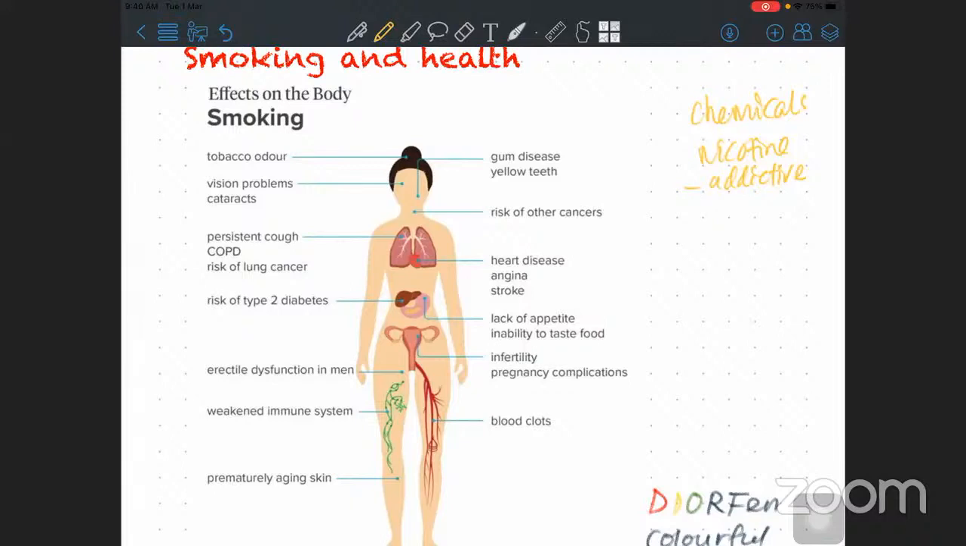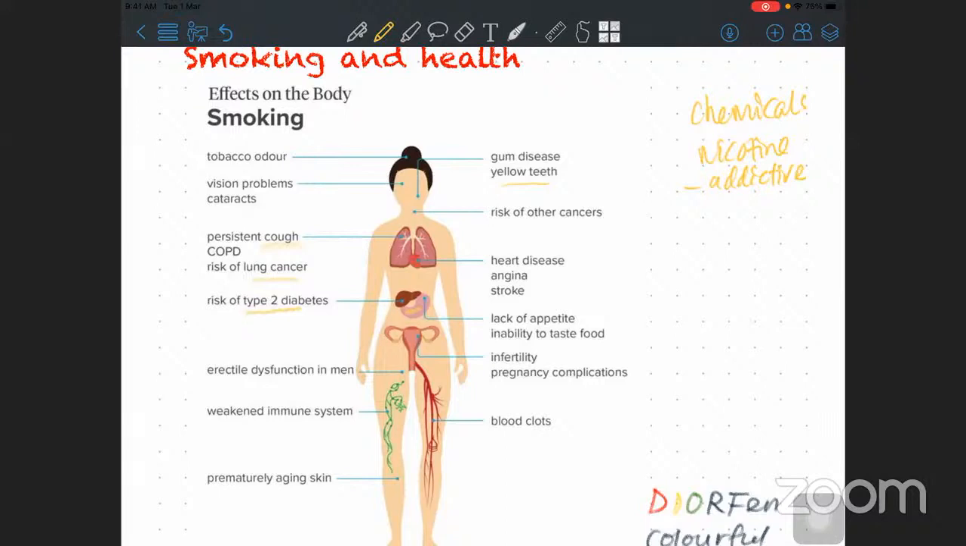Okay, so there are some of the other effects of smoking. Number one is the loss of smell. Number two is the vision problem, the cataract. Number three is gum disease. You'll have yellow teeth, and then some cancer. Okay, and a long cough. Yes, a long cough. Lung cancer. You have type 2 diabetes.